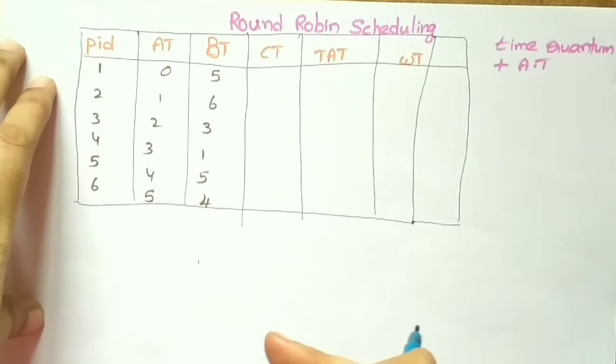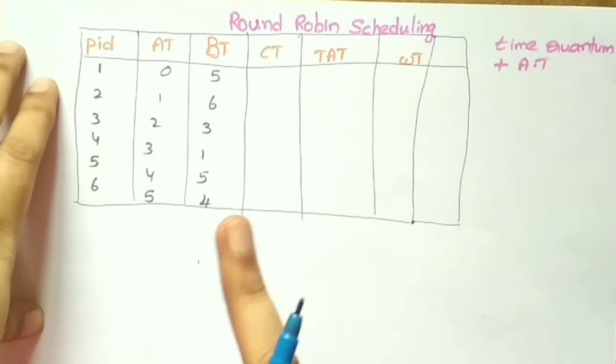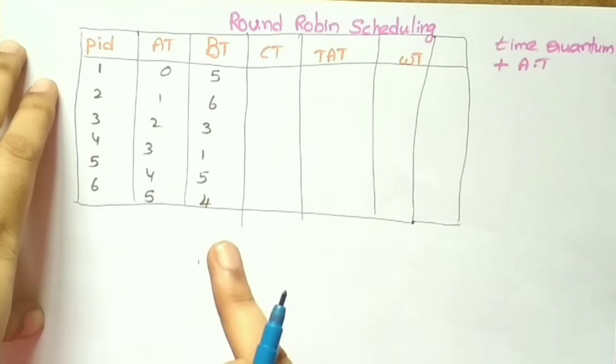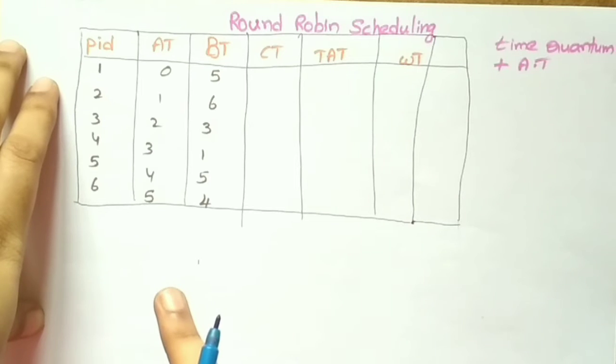Normally in scheduling algorithms, we take only one queue, the running state queue. It is called a Gantt chart. And here we are going to take another queue, which is called the ready queue. We are going to maintain the ready queue also.